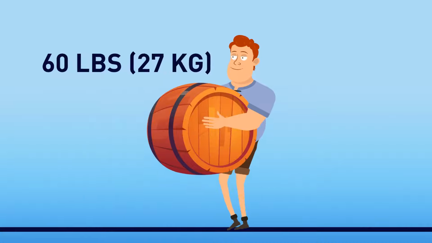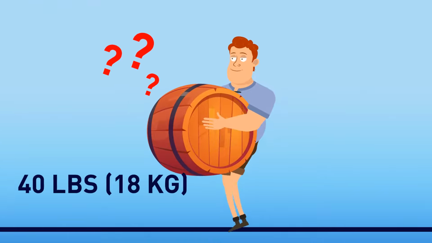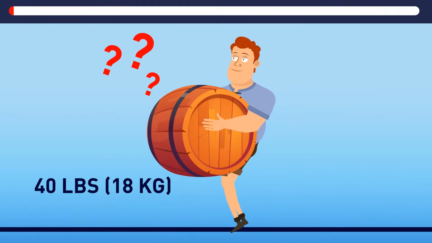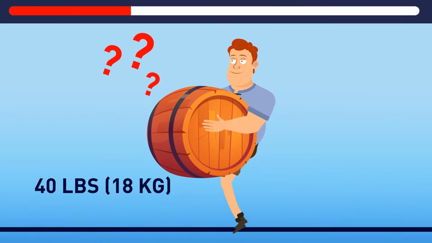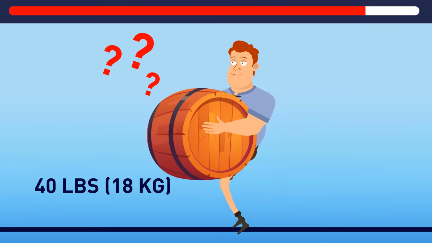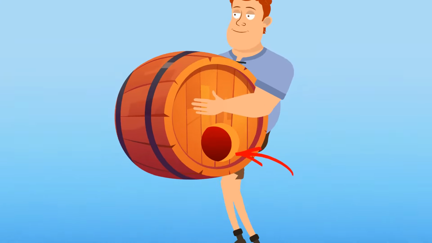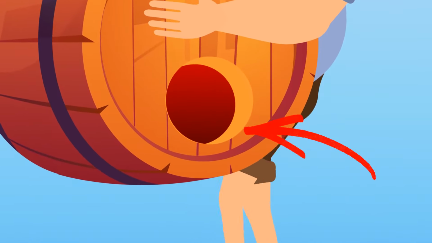James is carrying a barrel that weighs 60 pounds. What can the guy add to it to make it weigh 40 pounds? All James needs to add is a hole. No one said cheating is prohibited.